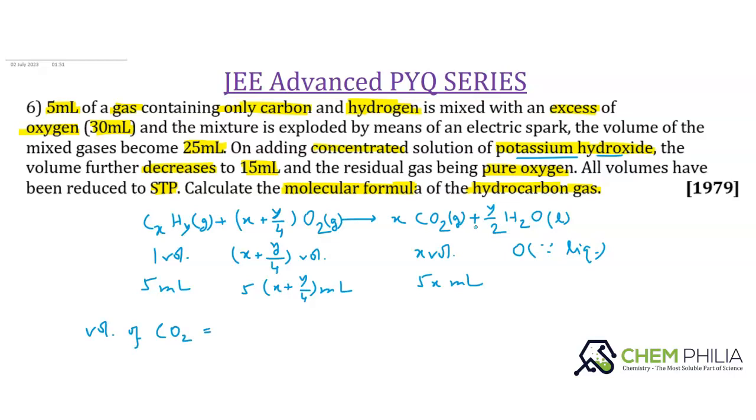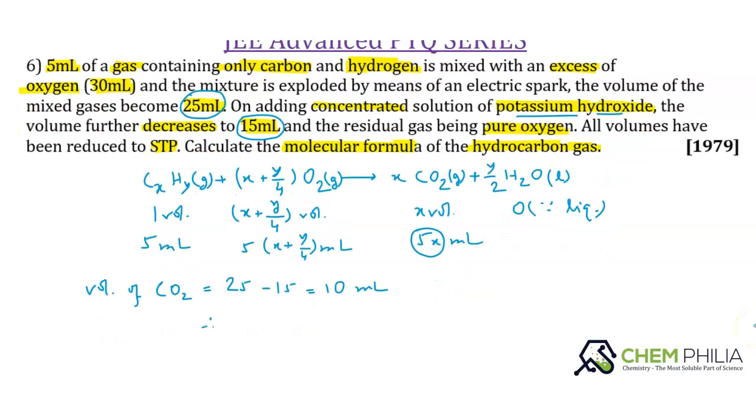Before addition of potassium hydroxide the volume was 25 and after addition it becomes 15. So what is the volume of CO2? 25 minus 15, that is 10 ml. But in the reaction the volume of CO2 is 5x. So therefore we can say 5x is equal to 10, that is x is equal to 2. So the value of x we have calculated.